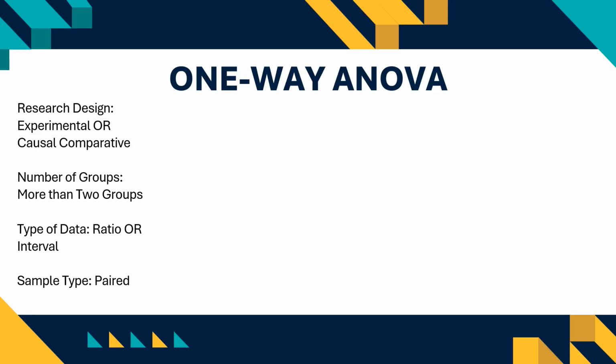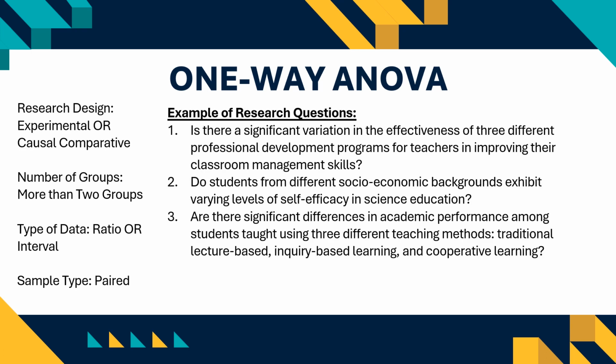The one-way ANOVA is used in experimental or causal comparative research. You use this when you have more than 2 groups, if your type of data is ratio or interval, and the sample type is paired. Some examples of research questions are, is there a significant variation in the effectiveness of 3 different professional development programs for teachers in improving their classroom management skills?